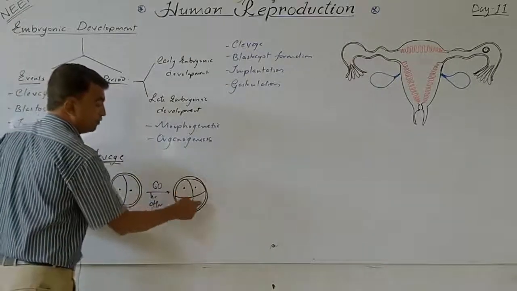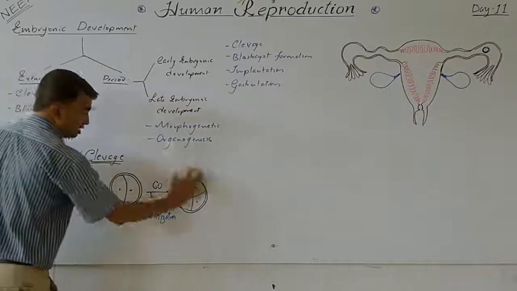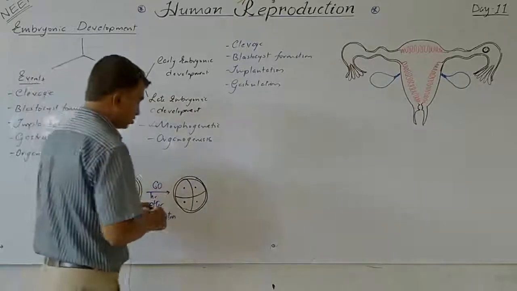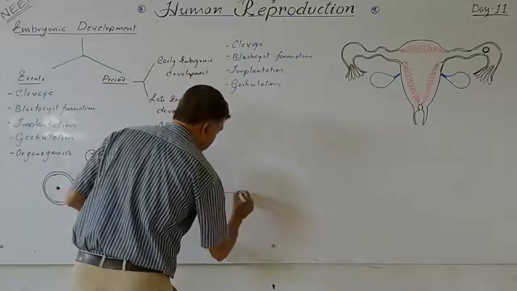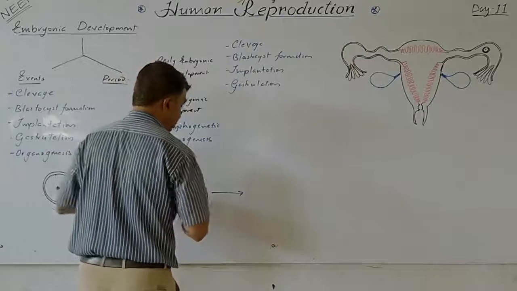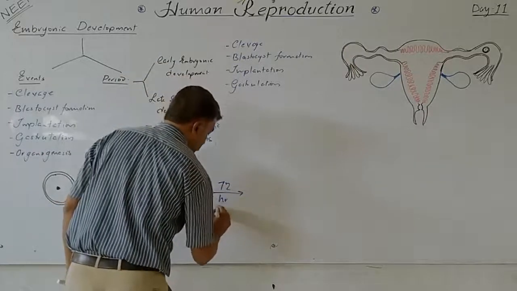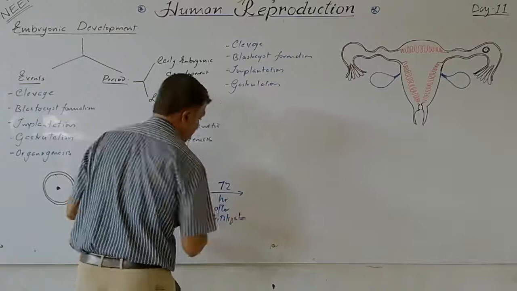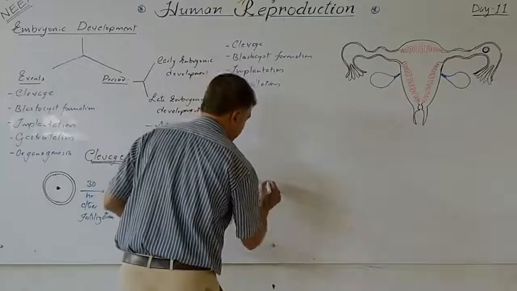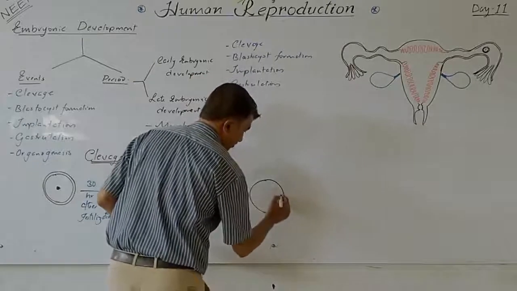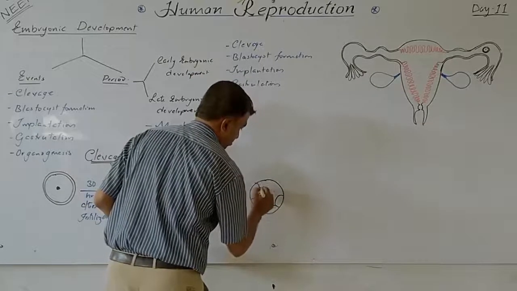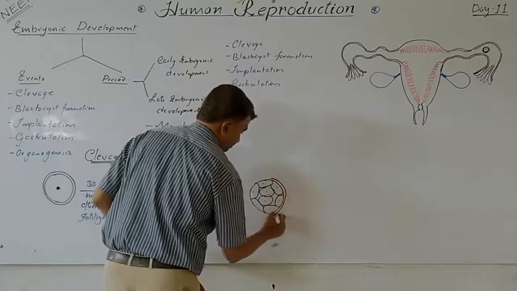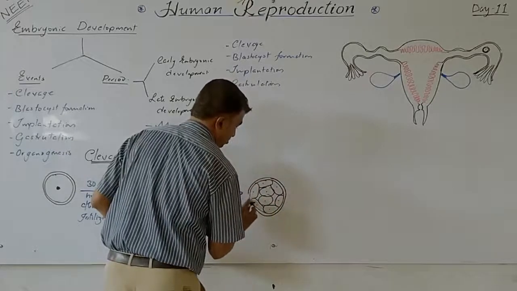Now this embryo contains 4 blastomeres. But the overall size of this embryo is the same. It is covered by the zona pellucida, but gradually the size of the blastomeres decreases. Now the third cleavage takes place 72 hours after fertilization. Now the embryo consists of 8 cells. So roughly, these are the 8 cells.